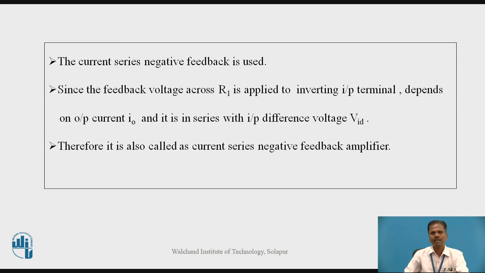Since the current flowing through resistor R1 is proportional to the output current, that is the current flowing through feedback resistor RF, the voltage produced across R1 is the feedback voltage. It is applied to the inverting input of the operational amplifier, and this feedback voltage depends upon the output current. So this feedback voltage is in series with the input differential voltage or difference voltage VID, as well as the input voltage applied at the non-inverting input. Therefore, it is also called a current series negative feedback amplifier. So the current series negative feedback amplifier is a voltage to current converter with floating load.